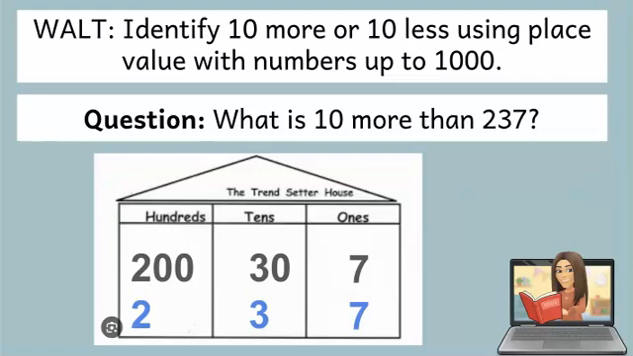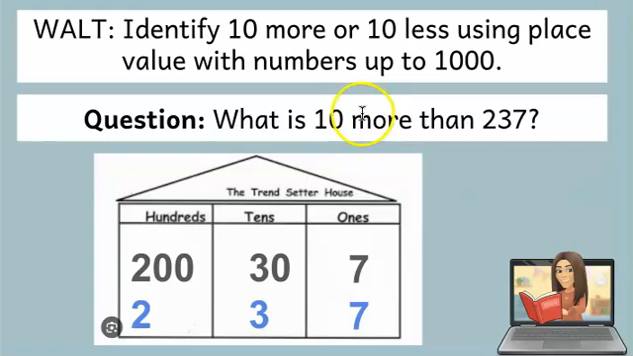When we're given questions like these, we can figure out the answer quickly by looking at the place value of the number. In this number, 237, we know that 2 is in the hundreds place, 3 is in the tens, and 7 is in the ones. So when the question asks for 10 more, we can just look at one column.